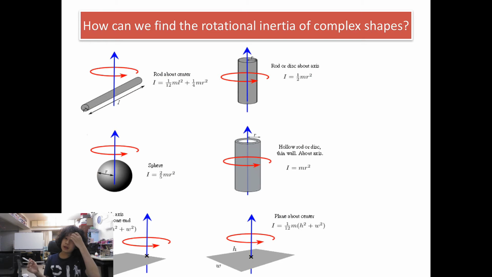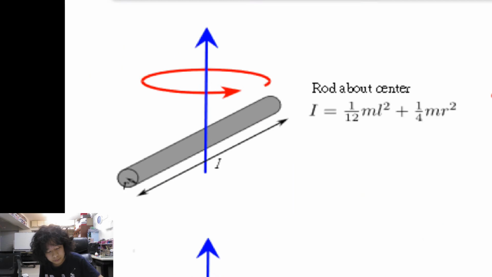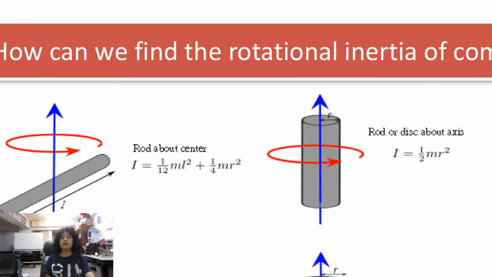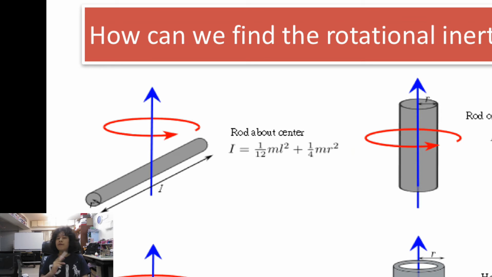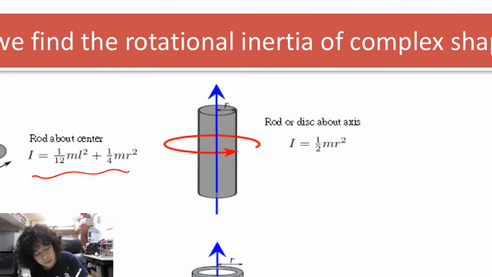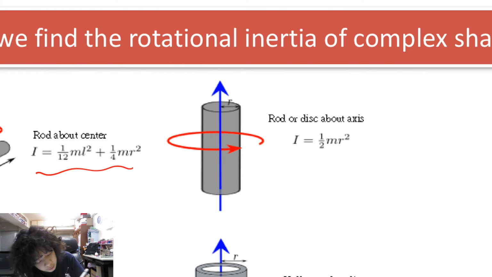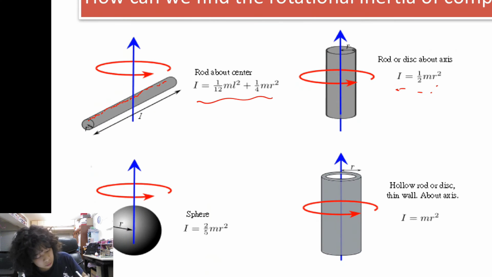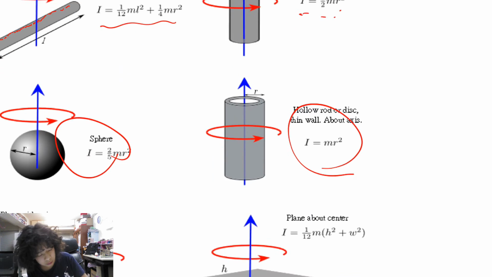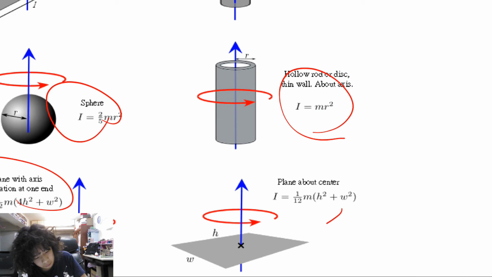Okay, the final topic: rotational inertia of complex shapes. Now we are looking at one part. If you're looking at a rod like that, you have to add all of them together. So if you can get this formula, for a cylinder, just add them together and you can get this. So it's just a formula.